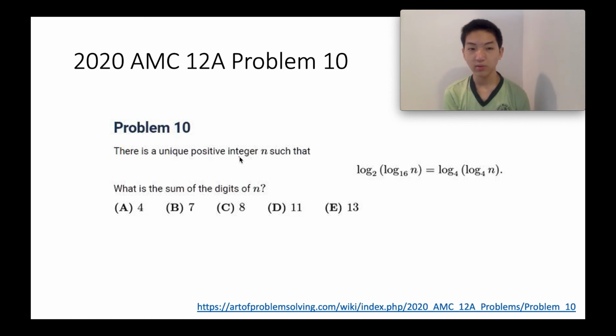So this is problem 10 from the 2020 AMC 12A, and it reads: there's a unique positive integer n such that log base 2 of log base 16 of n is equal to log base 4 of log base 4 of n. What is the sum of the digits of n? If you want to try to solve this yourself, you can pause the video and try it. Otherwise, I'll go over the answer right now.